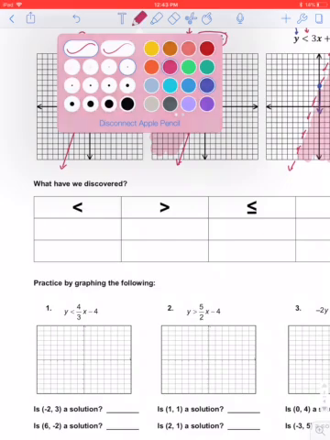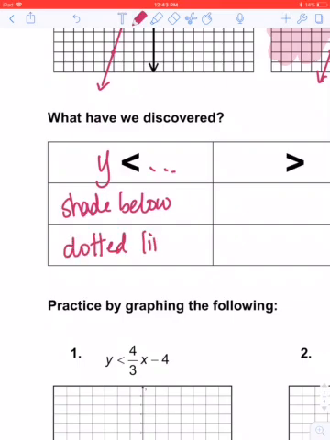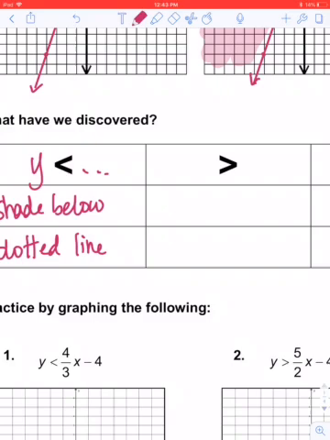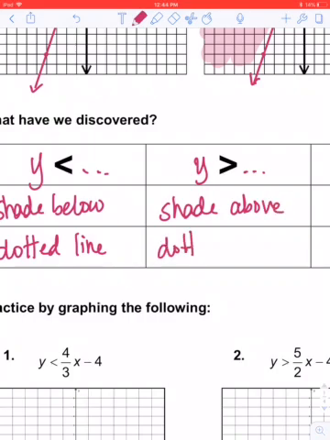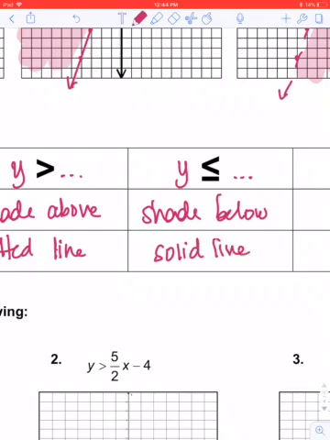So less than. When you have less than in your inequality, I mean, y is less than blah, blah, blah, that means that you need to shade below the line, and you need to make sure that you use a dotted line, okay, because it's not equal to. When y is greater than, you need to shade above the line, but still use a dotted line. When y is less than or equal to, you're back to shading below, but you need to use a solid line when you actually connect your points.